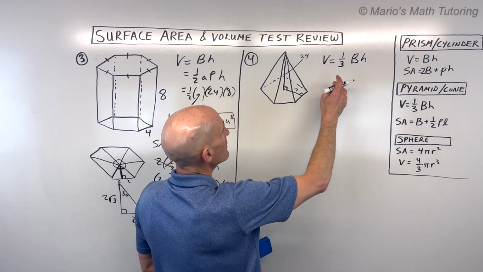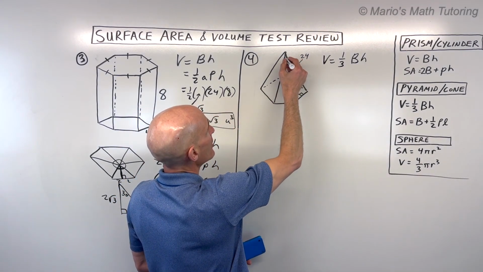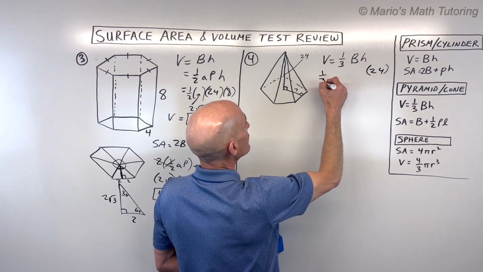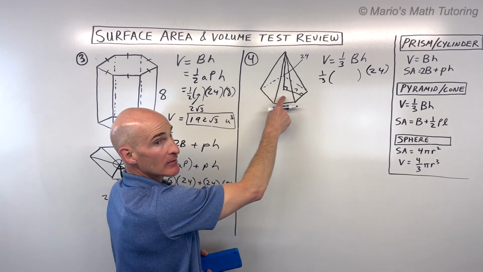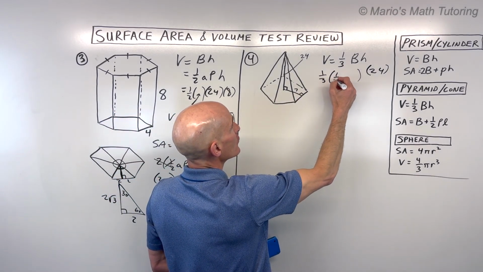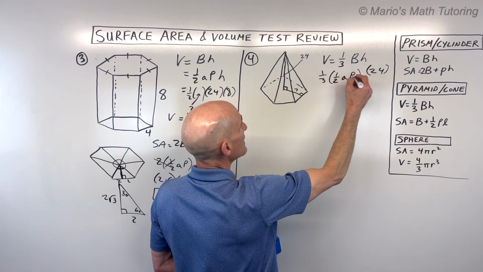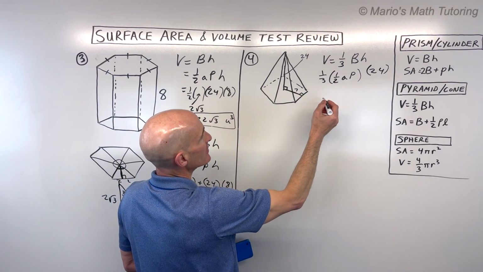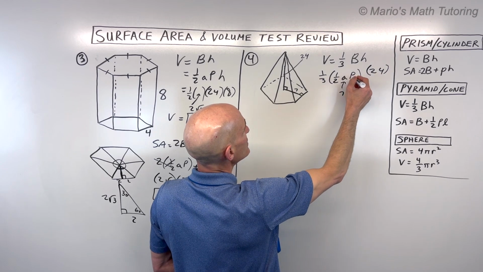Now, the height, they give us that perpendicular height right here, that's 24. We've got the 1/3. The base is a regular pentagon. We can use the formula 1/2 apothem times perimeter. We need to figure out the apothem. Oh, they actually give it right there, that's 7. So the apothem is 7. We just have to find the perimeter.